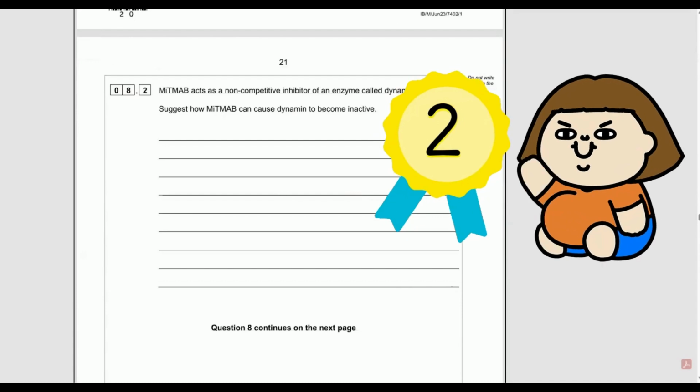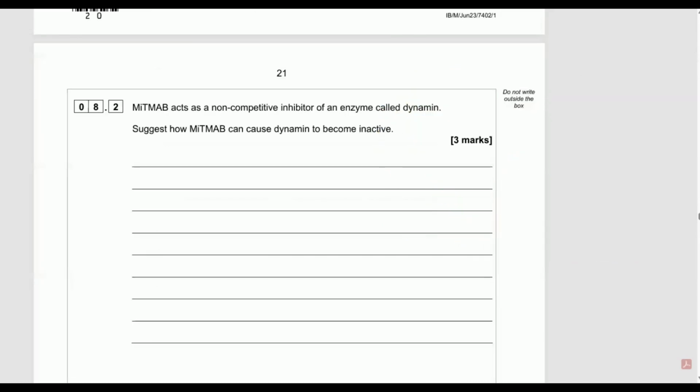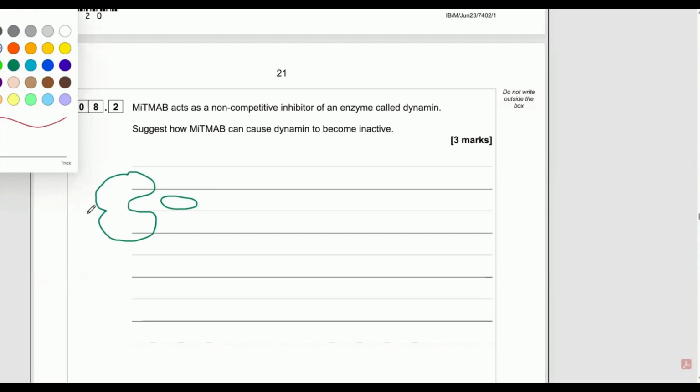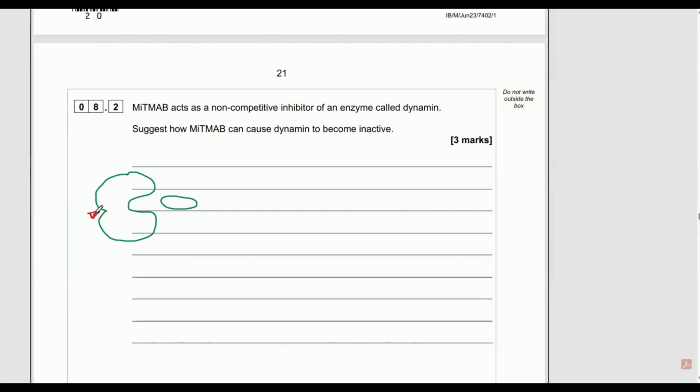Okay, moving on to 8.2. MITMAB acts as a non-competitive inhibitor of an enzyme called dynamin. Suggest how MITMAB can cause dynamin to become inactive. So here's my enzyme with the active site and a substrate. Normally it fits like a lock and key or induced fit model into that to form an enzyme substrate complex.